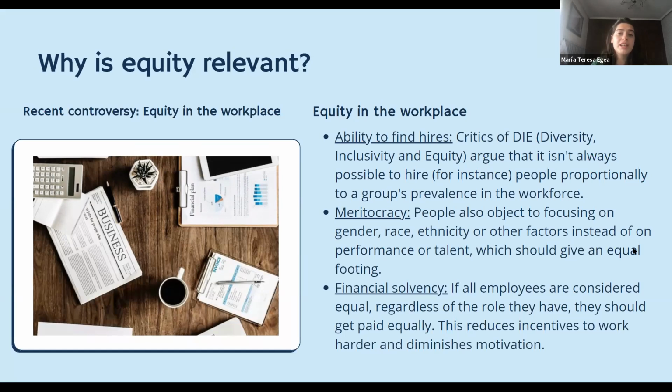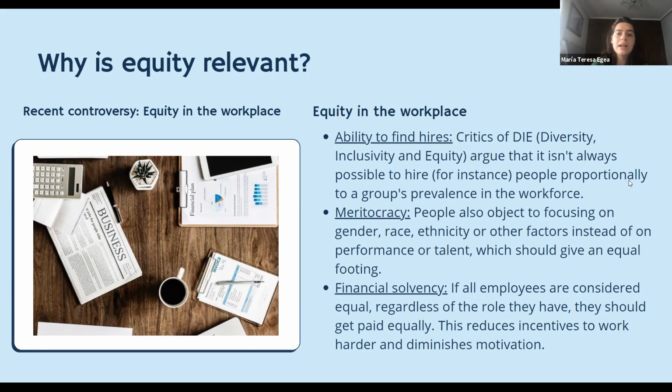Lots of people object to focusing on gender, race, ethnicity, or any other factors instead of performance or talent when trying to hire somebody new to a workforce. Critics argue that job vacancies should be filled taking only aptitude for the task into account. Furthermore, they state that it exacerbates resentment and frustration between the different people who are already working in the company, as it can be sometimes viewed as discrimination trying to fix other discriminations.